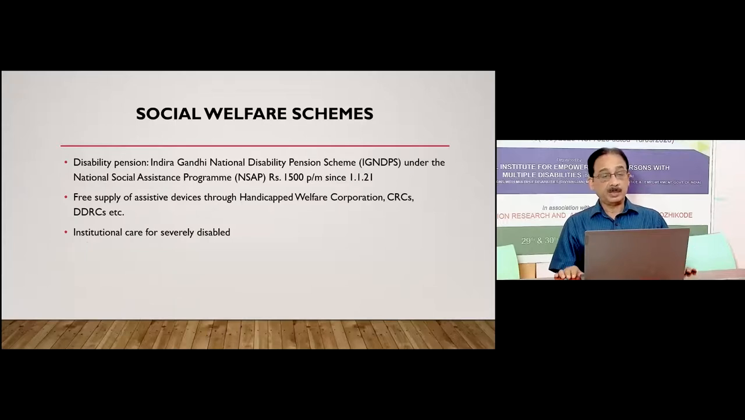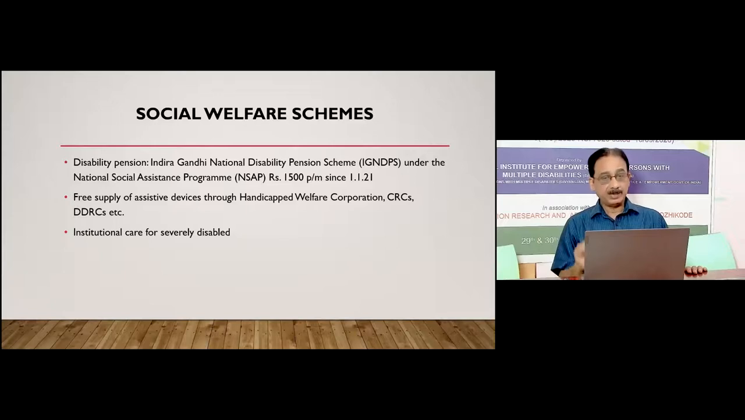Then we will come to the next part of our talk, that is the social welfare schemes. There are a lot of social welfare schemes envisaged by the national government as well as the various state governments, and I will be describing a few of the important ones. The most important one, or the most often heard about, is the disability pension. Every government is boasting about the increment in the disability pension. The last government gave 500 rupees, we are giving 1,000 rupees. So many claims are there in each government, in each state.